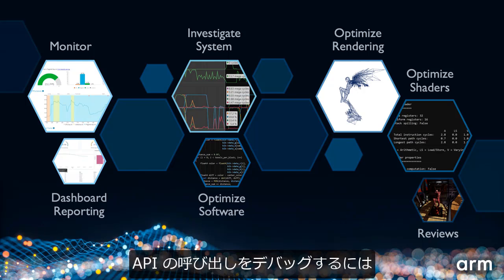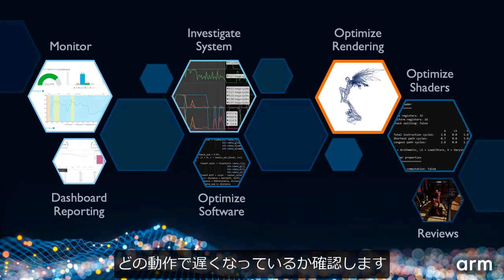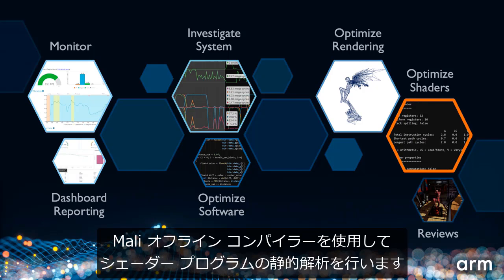To debug API calls, you would use Graphics Analyzer to capture slow areas of gameplay and then explore the API sequence to see what behaviour might be causing the slowdown. If you find shader problems, you can run a lightweight static analysis on your shader programs with Mali Offline Compiler.